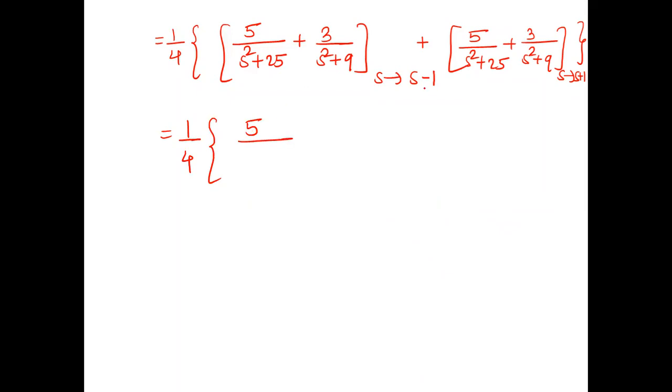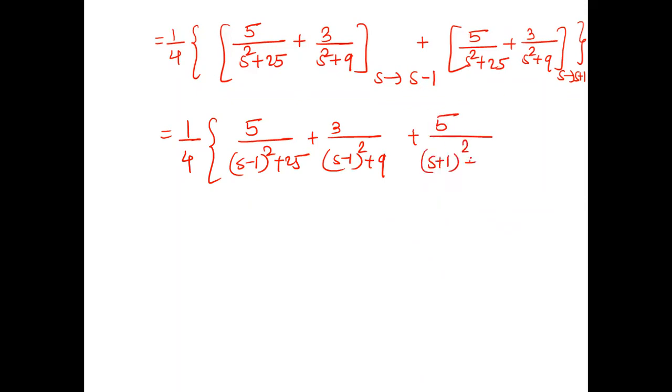5 upon s minus 1 square plus 25, plus 3 upon s minus 1 square plus 9, plus here s will be s plus 1. So 5 upon s plus 1 square plus 25 plus 3 upon s plus 1 square plus 9. Done. Answer. If you want to simplify further, like you want to take squares and all, you can do.